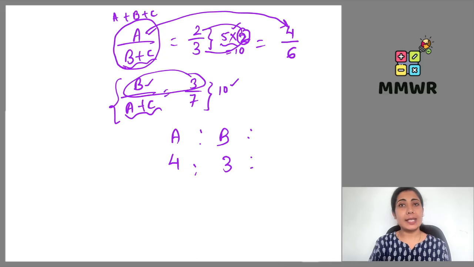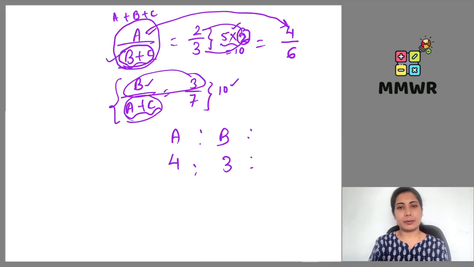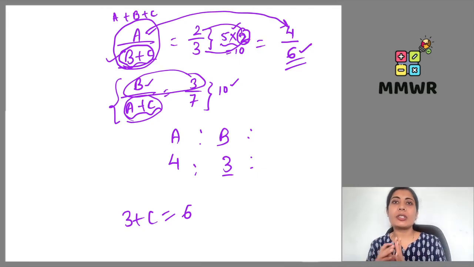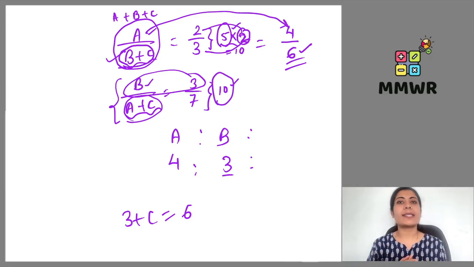And value for C, for that we will be substituting either in B plus C or in A plus C. So B plus C, value for B is 3. 3 plus C equals to 6. Now this is the final value, not 2 is to 3, because we changed the sum. In the first case, the sum was 5, here it was 10. We made it same. That's the concept of ratio.